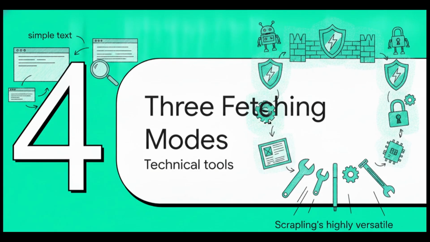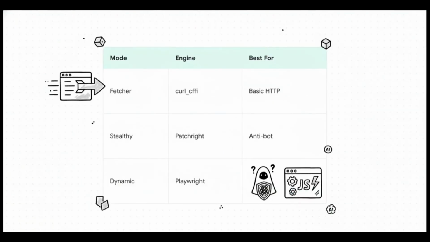All right, section 4, the 3 fetching modes. Let's look at the technical tools in this arsenal. Now, obviously, not all web pages are built the same. Some are basic text, while others act like digital fortresses. Scrapling equips you with 3 distinct tools to handle whatever the web throws at you. First up, the standard fetcher.